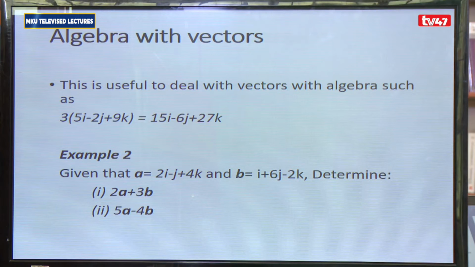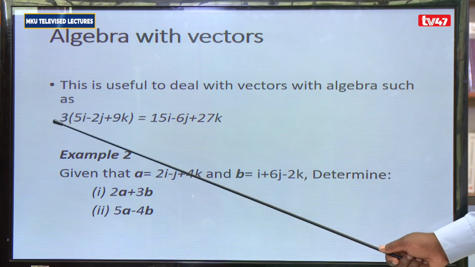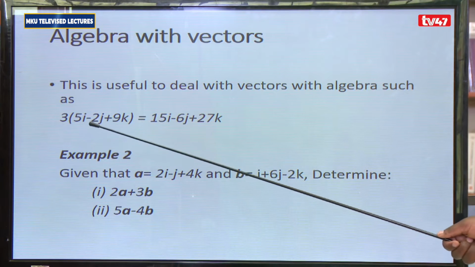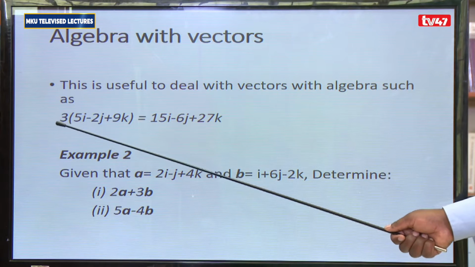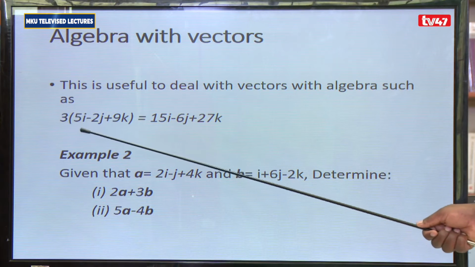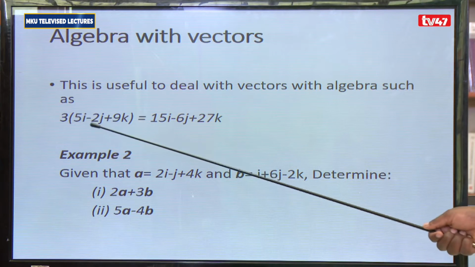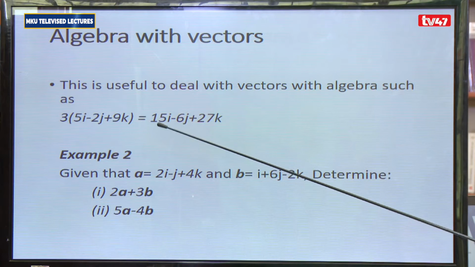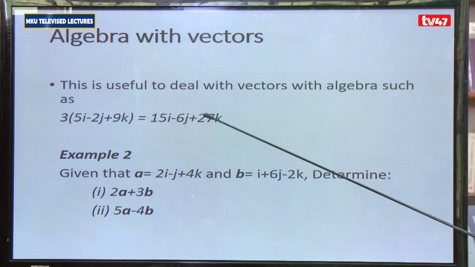and then it is multiplied by a scalar 3, then this is going to be distributive, or we have got a rule which says that you distribute this 3 over the components of every term in the bracket of that vector, and therefore it's going to be 15i minus 6j plus 27k.